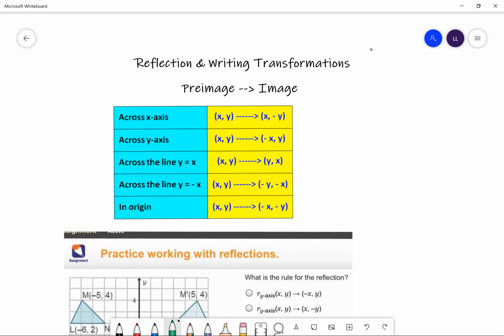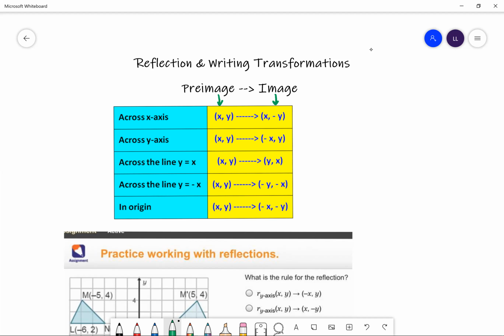Hi, everybody. Today we're going to learn about reflection and writing transformations. So far we have learned about translations, dilations, rotations, and now we're going to learn the last type of transformation, which is a reflection. So let's talk about these function rules. Once again, the pre-image is these coordinates right here, the x, y, and the image, which is right here.